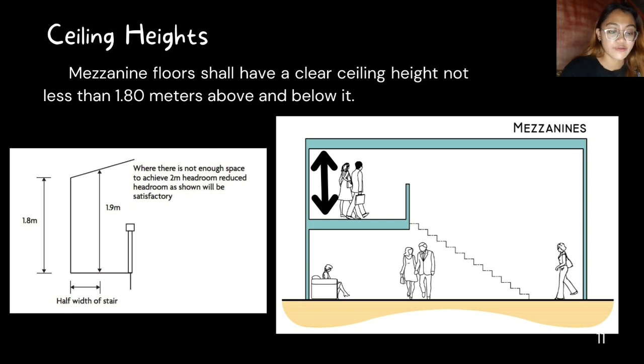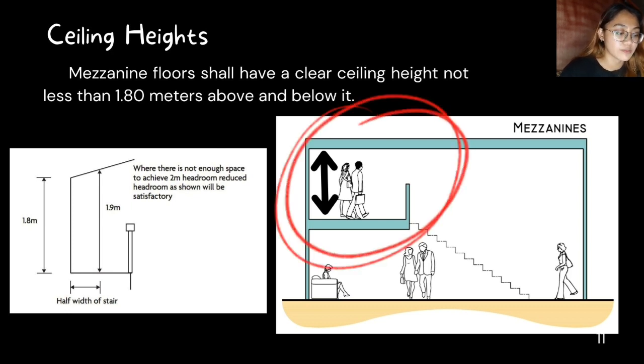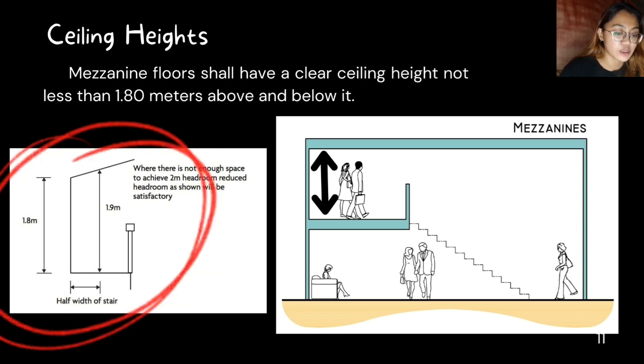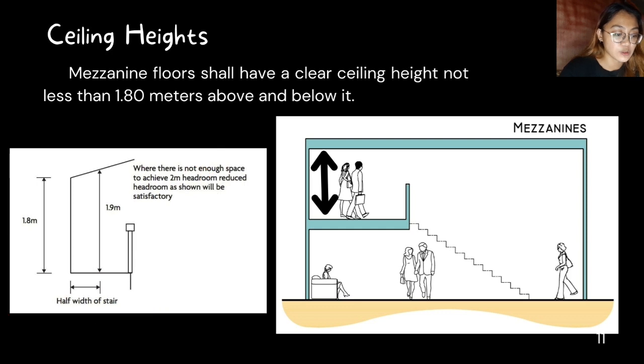Also, mezzanine floors shall have a clear ceiling height of no less than 1.80 meters above and below it. That mezzanine floor is explained in this picture. Mezzanine means that it is on the second floor, as we can see on this arrow. It should have a height of 1.8 meters, where there is not enough space to achieve 2-meter headroom. Reduced headroom, as shown, will be satisfactory.